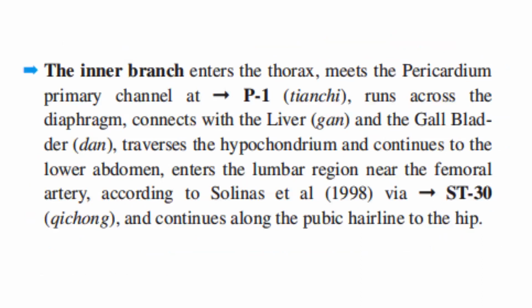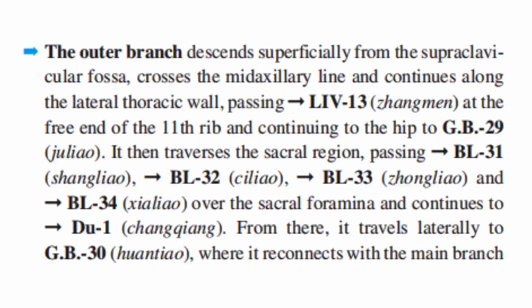The first branch is the inner branch, which enters the thorax, meets the pericardium primary channel at pericardium 1, runs across the diaphragm, connects with the liver and the gallbladder, traverses the hypochondrium and continues to the lower abdomen, enters the lumbar region near the femoral artery, according to Salinas and others, via stomach 30 and continues along the pubic hairline of the hip.